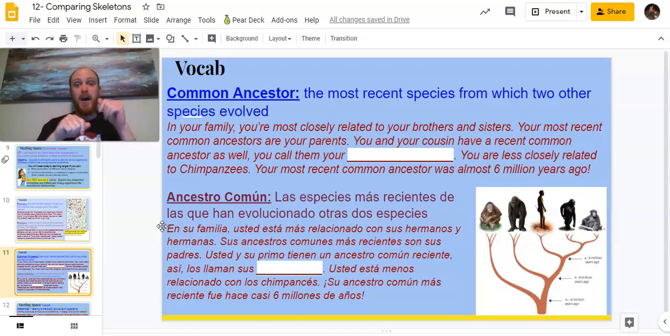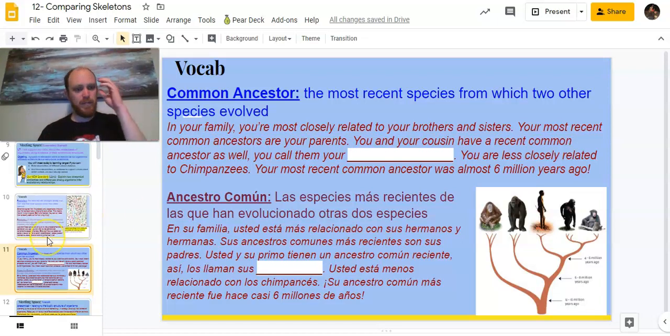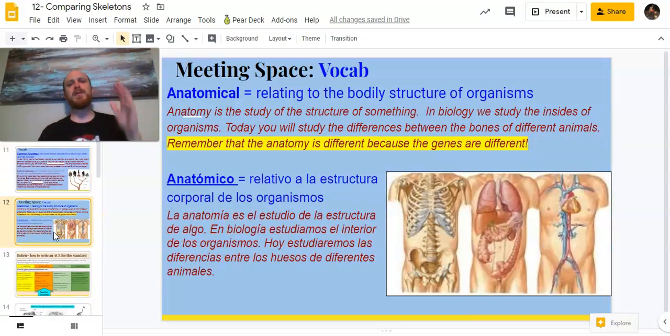Happy Mother's Day. And your cousins and you have a common ancestor. They're your grandparents. You also have a common ancestor with chimpanzees about 6 million years ago. You have a common ancestor with spiders, with broccoli. You probably have to go back a couple billion years, but you do. Which kind of makes my brain hurt a little bit to think about.